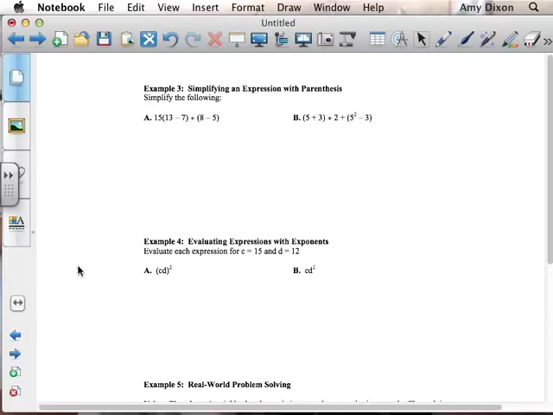Example 3, we're going to add in some grouping symbols this time. So we do have to take care of the parentheses first. So in this one, in parentheses we have 13 minus 7, and we also have 8 minus 5. We're going to do that first.